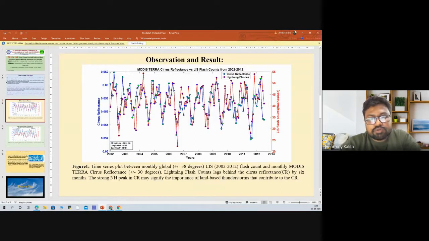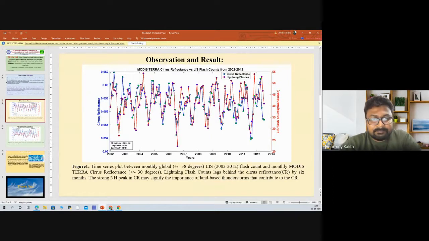So here also there is a lag between the two parameters, that is, the lightning is lagging behind the Cirrus reflectance. Here we have a 5 months lag between these two parameters. So there is a strong correlation between these two parameters.